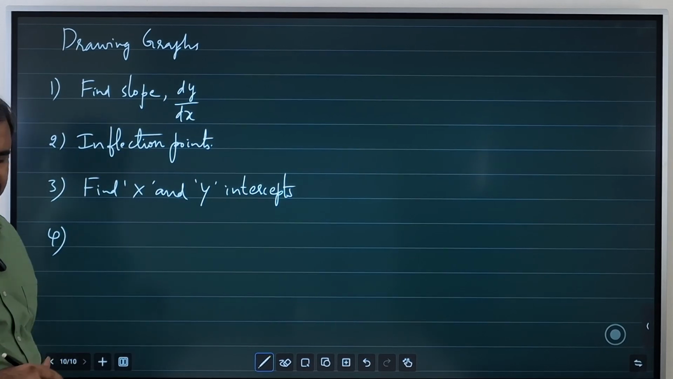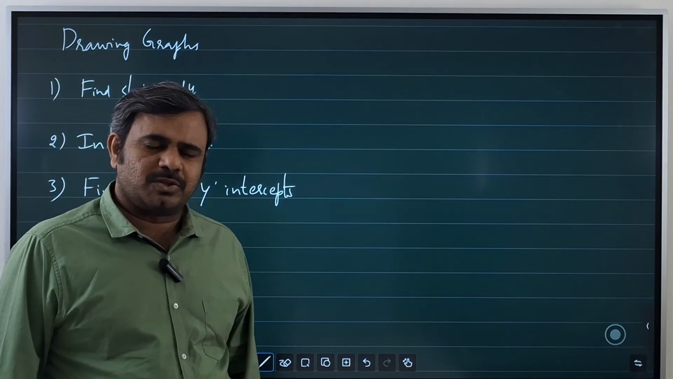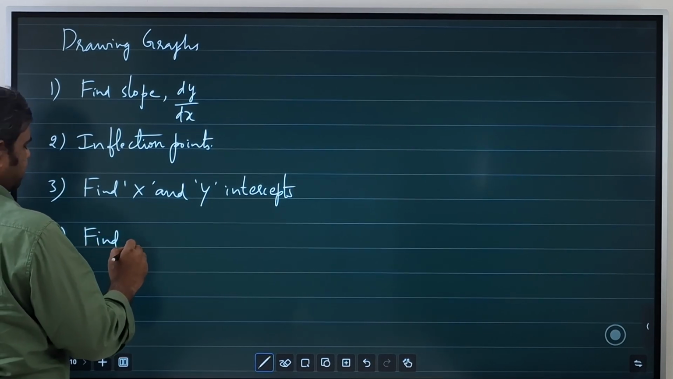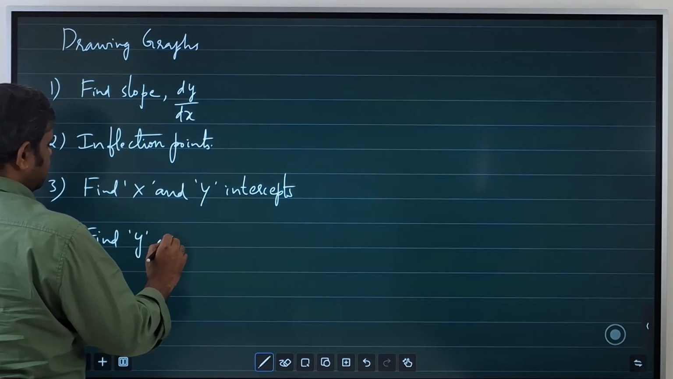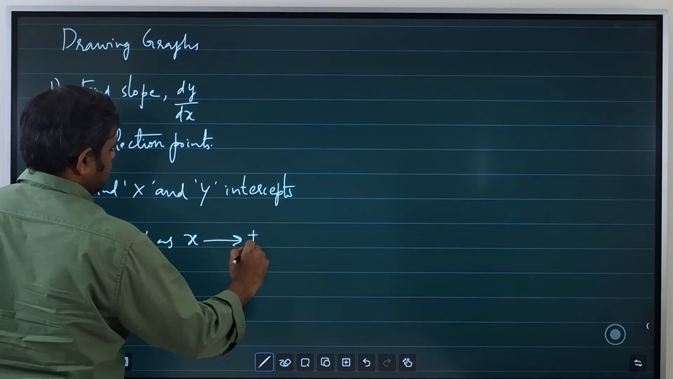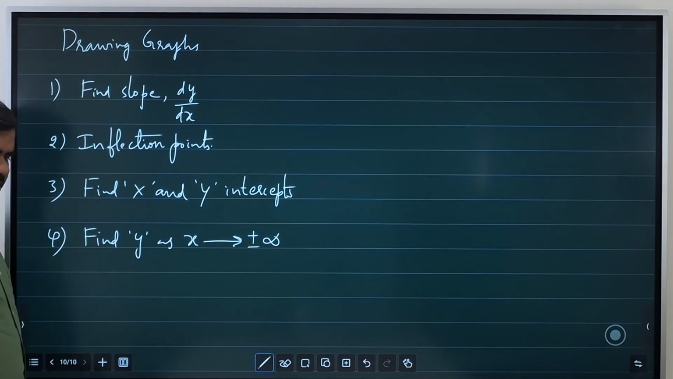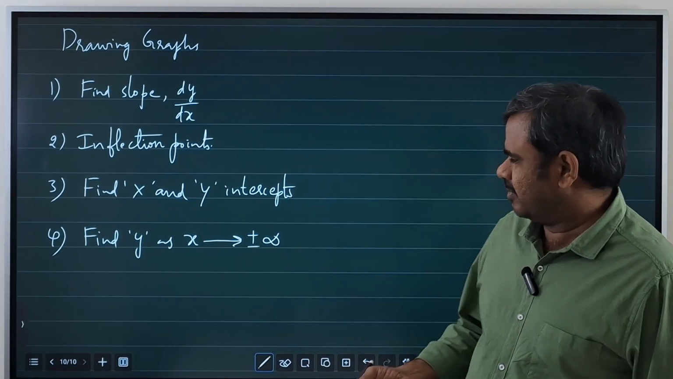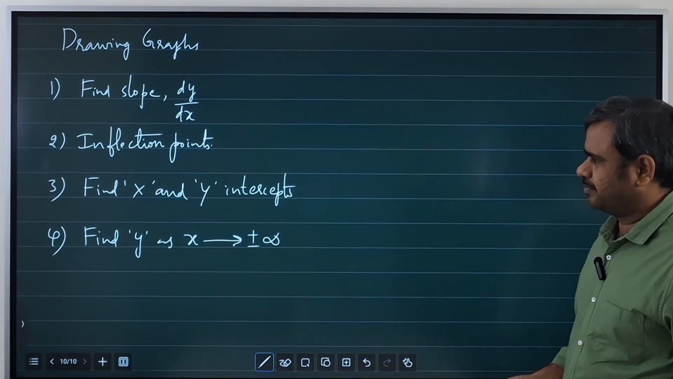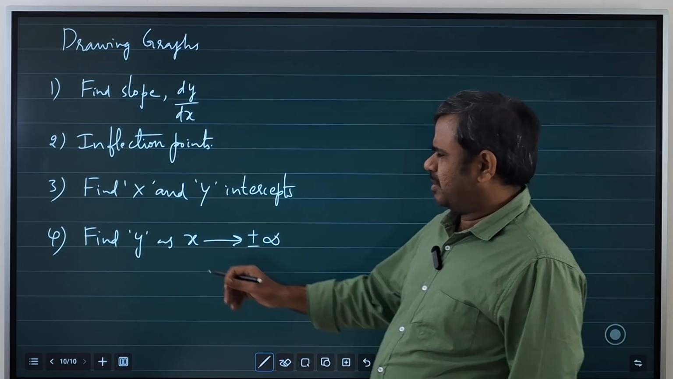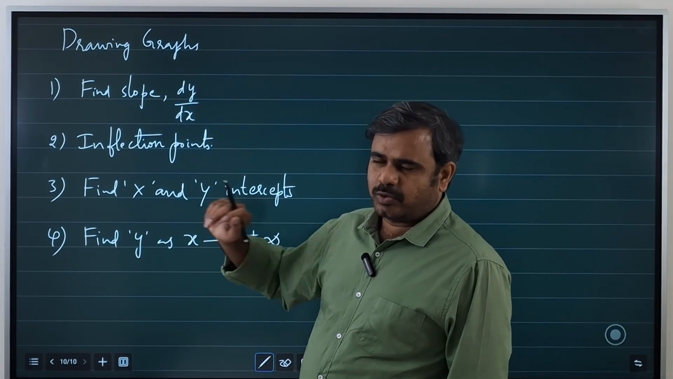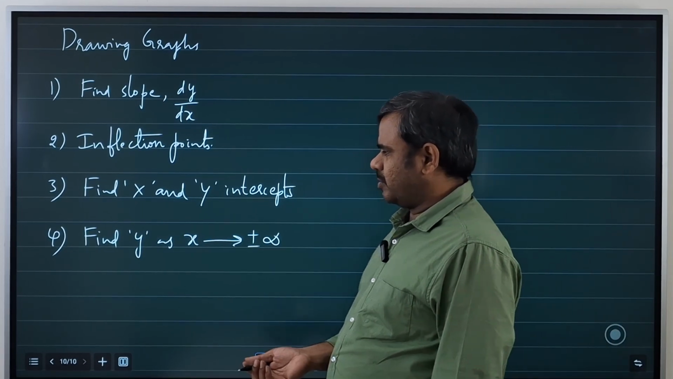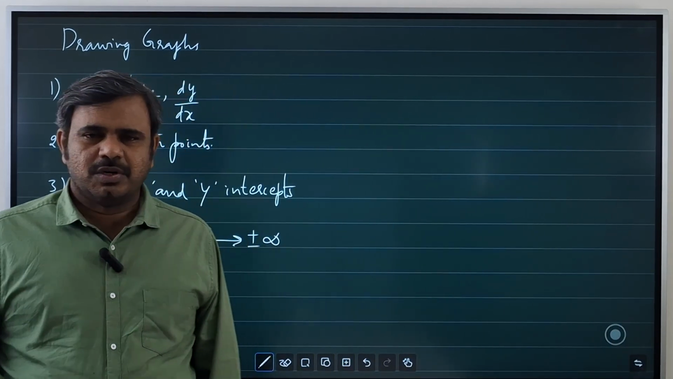The next one is to find what happens to y as x tends to plus infinity or minus infinity. As x tends to plus infinity, what is happening to y? As x tends to minus infinity, what is happening to y? X-intercept means y becomes equal to 0 at what value of x? Y-intercept means x becomes equal to 0 at what value of y?